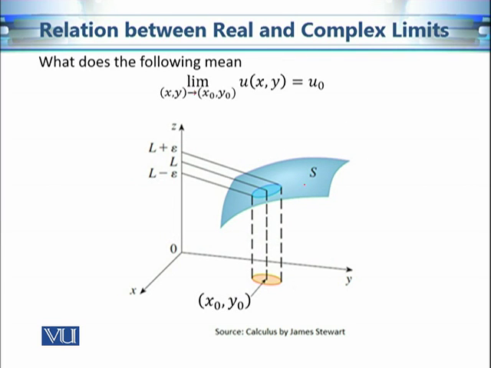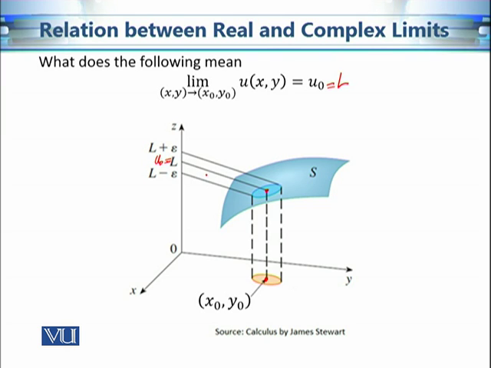Now, what does this limit mean? This limit means that whenever we are getting closer and closer to this point x0, y0, then the functional values are getting closer and closer to u0. In other words, the distance between u of xy and u0 is getting smaller and smaller. So in this picture, let's say this is L, we can say that the functional values are getting closer and closer to this number u0.